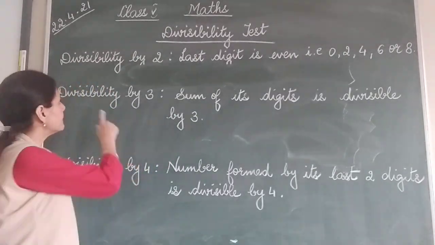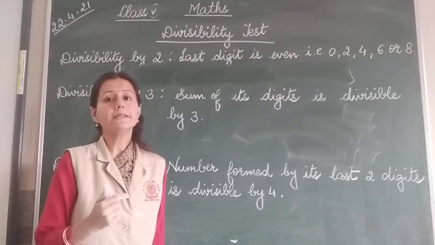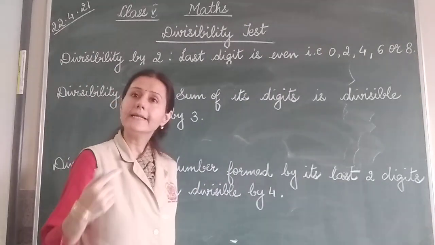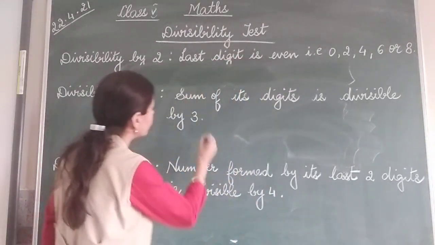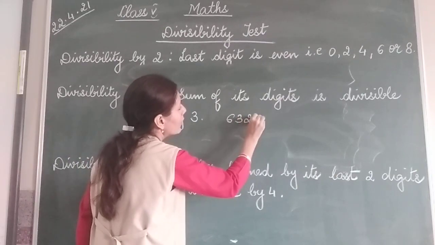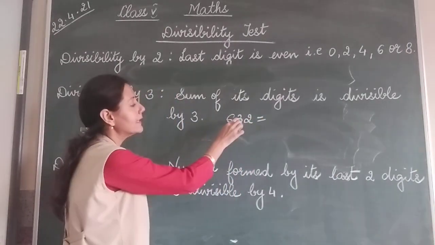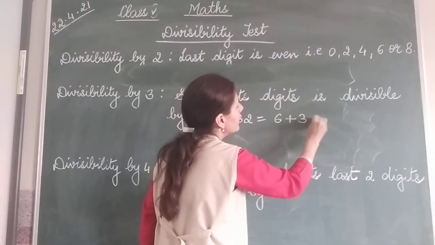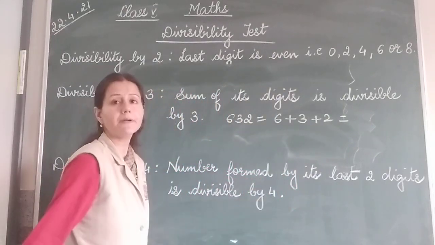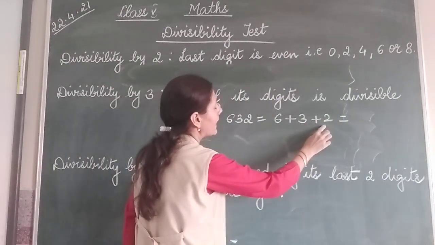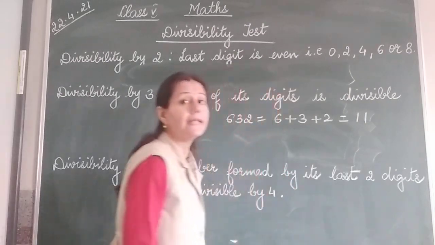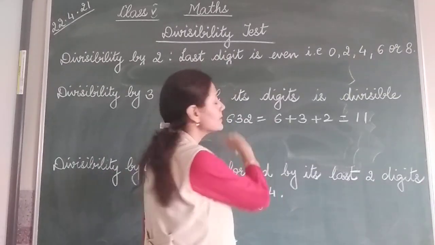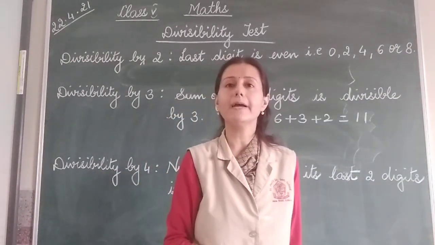Now moving on to the next, divisibility by 3. What is the divisibility test for 3, beta? The sum of its digits should be divisible by 3. Let us take any number, say 632. What are the digits in 632? 6, 3 and 2. Find out the sum of the digits, beta. 6 plus 3 plus 2. What is the sum coming? 6 plus 3 is 9 and 9 plus 2 is 11. Is 11 divisible by 3 or not? No. 11 is not divisible by 3. So 632 will not be divisible by 3.